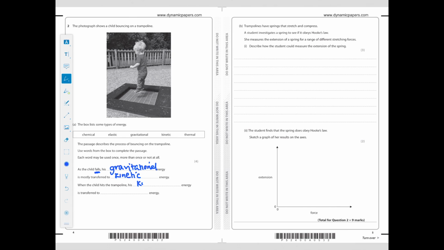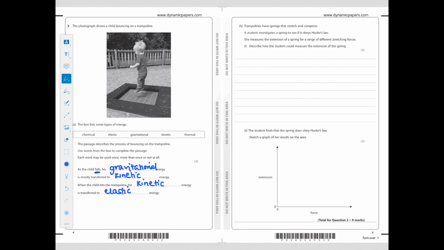So we just want to copy down the energy we've just described. And here you could say, because remember trampoline is elasticated, you can use the word elastic to describe it, or you could have used thermal. Trampolines have springs that stretch and compress.